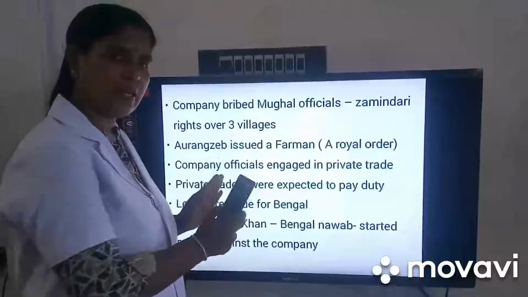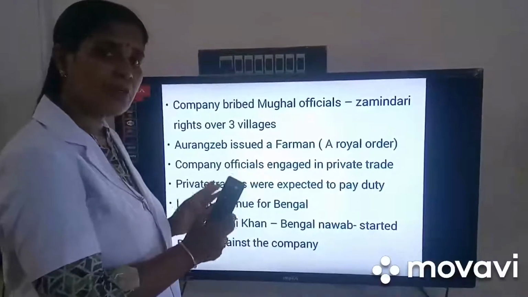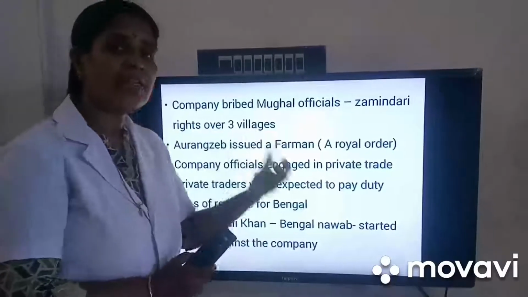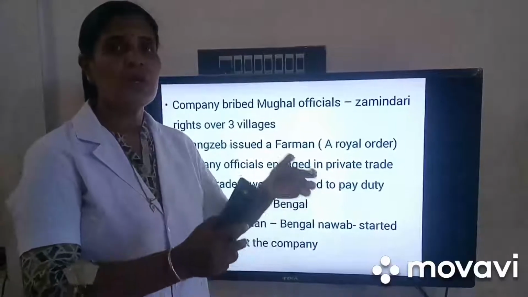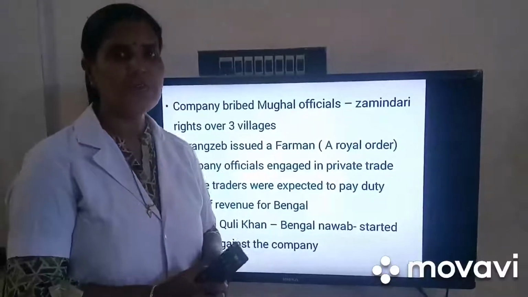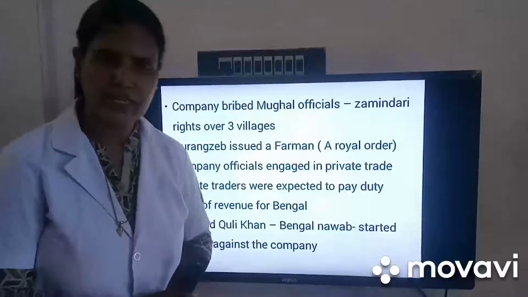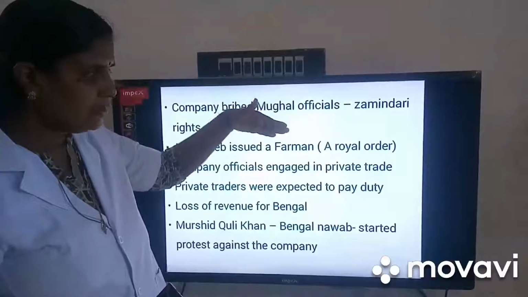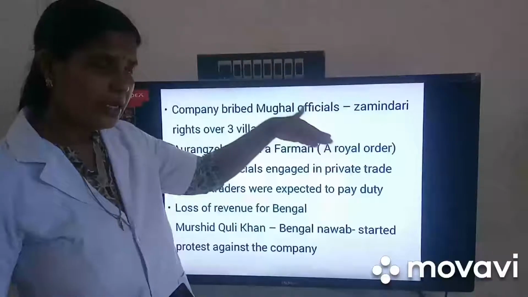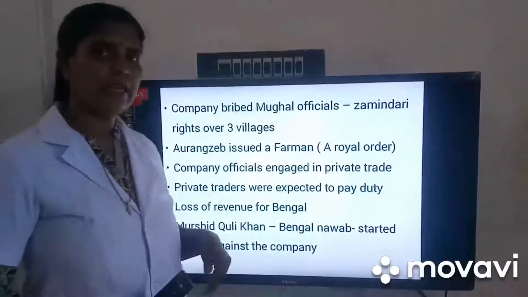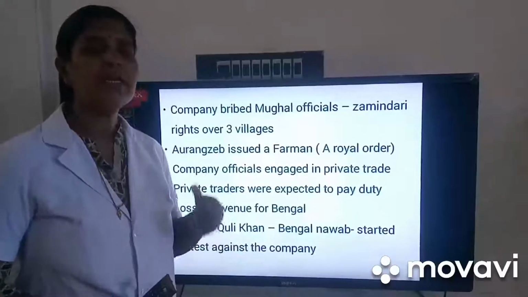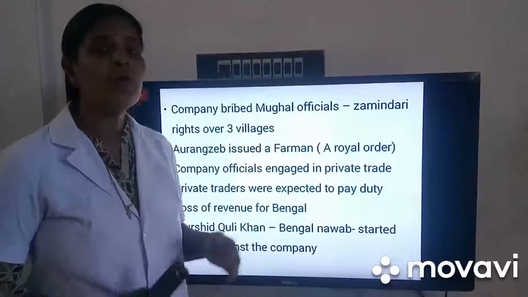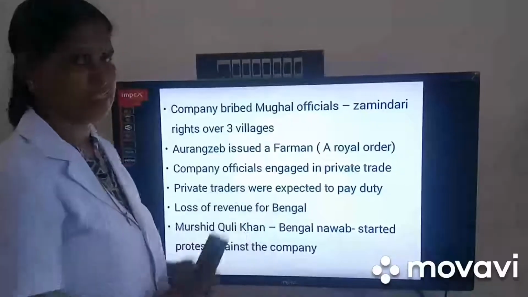Through this royal edict, Aurangzeb, the last powerful Mughal emperor, granted certain rights to the East India Company to continue trade relations with India without paying any duties or any taxes. Once again, as per the farman or royal order issued by Aurangzeb, the East India Company got the power to trade with India without paying any taxes.